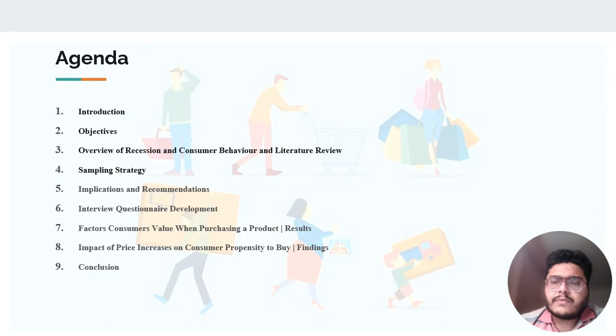So here is the agenda of the presentation. We'll start with the introduction, moving on to the objectives. Then we'll provide a brief overview and move on to the sampling strategies. We'll then talk about some implications and recommendations. Then we'll move on to the interview questionnaires, and then we'll present our results and findings, and finally we'll conclude our presentation.